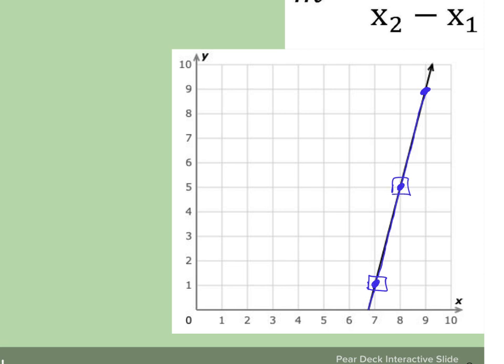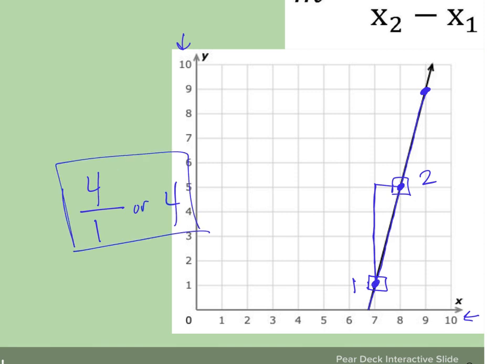So that's step 1. What are we counting by? Counting by ones. Perfect. How far up to get from this first point to this second point? 1, 2, 3, 4. I went up 4. How far to the right? 1. Same slope as last time. The slope is 4 over 1 or 4.